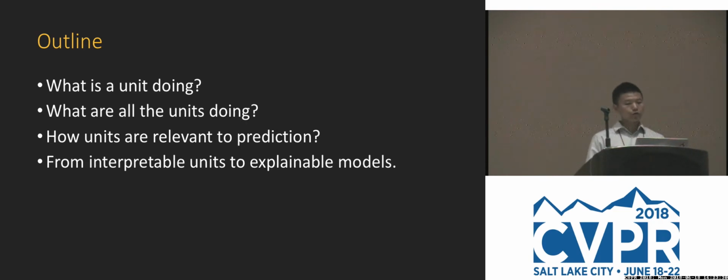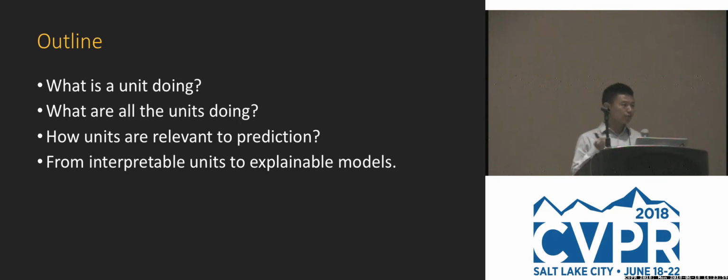The second question I want to address is, what are all the units doing? If we want to understand all the units in a layer or in a whole network, we need to have some quantitative metric to get the interpretation and compare the different units. I will show you a recent method we proposed to associate an interpretation with each one of the units automatically. The third question I want to address is how the units are relevant to the final prediction.